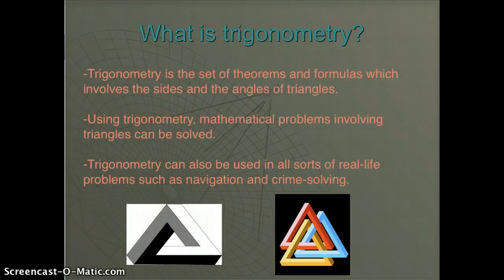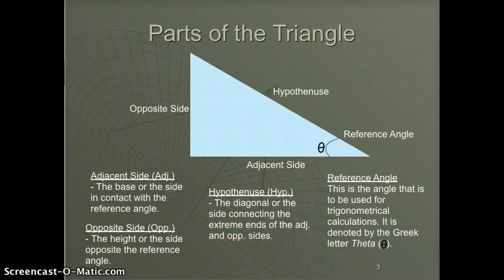Trigonometry is the set of theorems and formulas which involves the sides and the angles of triangles. Using trigonometry, mathematical problems involving triangles can be solved. Apart from pencil and paper problems, trigonometry can be used in all sorts of real-life problems such as navigation and crime solving. Before we move on, we shall look at the parts of the triangle, as shown in the diagram.